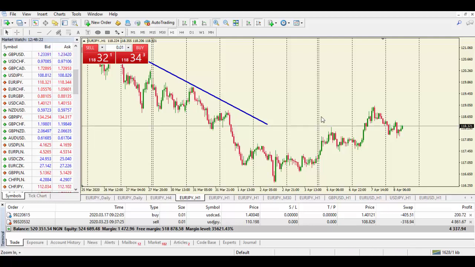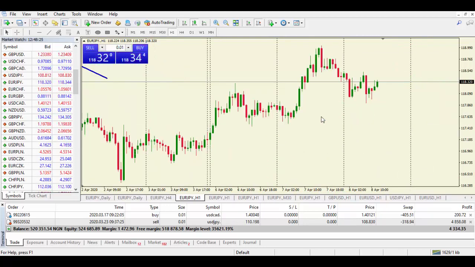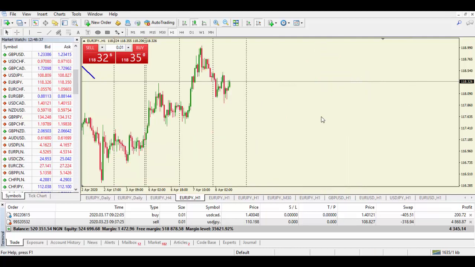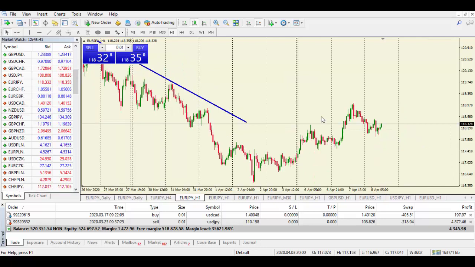Let me zoom in a little bit. Now we are looking at a low that is also higher than the previous low. So we are at the beginning of an upward trend. But don't forget the EURJPY has been trending downward before we saw this turn here, so this is a very early stage to tap into the upward trend.